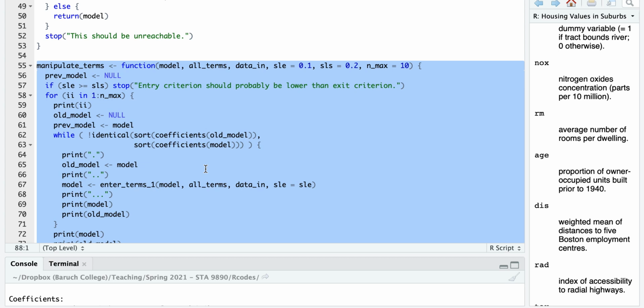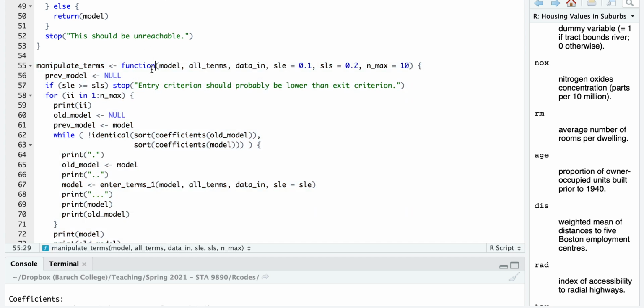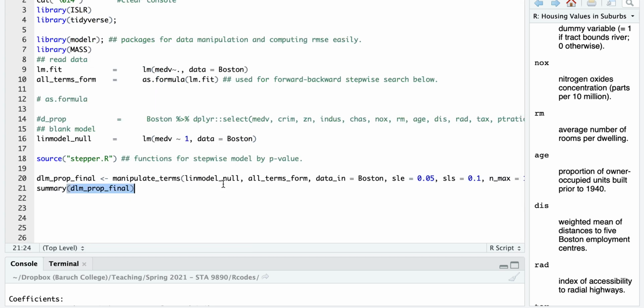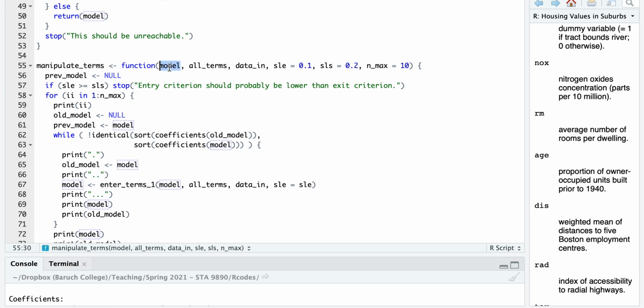So let's look into this. I will just go over it at a very high level. We have the function. The function receives a model. What is a model? A model is this linear regression object, fit, whatever. It's a linear regression fit. At the beginning, it's the null model. Then we have all the terms, the data, and then we have the entering threshold for the p-value.